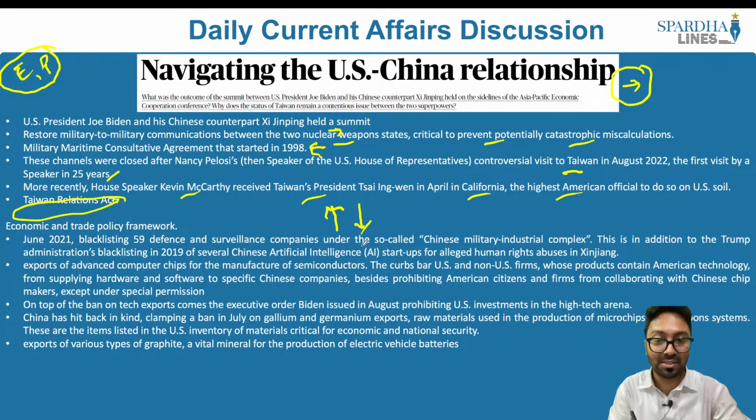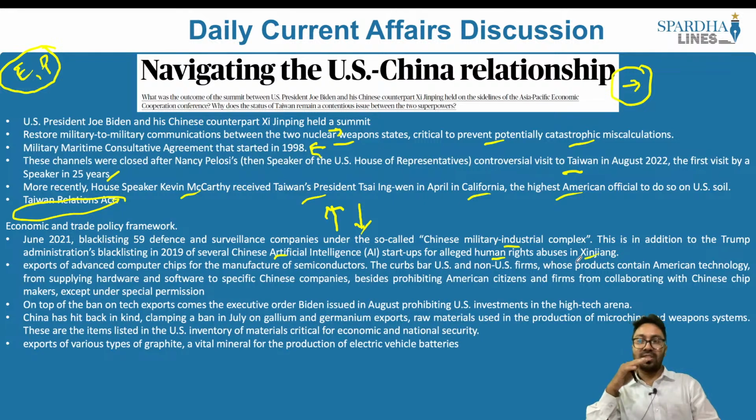So in June 2021, China blacklisted 59 defense and surveillance companies under the so-called Chinese military industrial complex. This is in addition to the Trump administration's blacklisting in 2019 of several Chinese artificial intelligence startups for alleged human rights abuses in Xinjiang. So this basically happened in 2019 under the Trump administration.